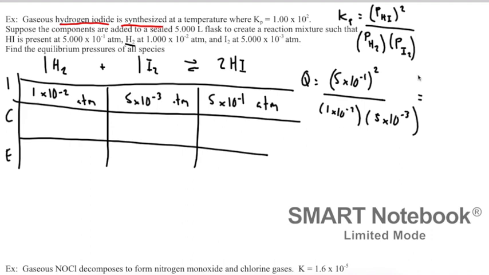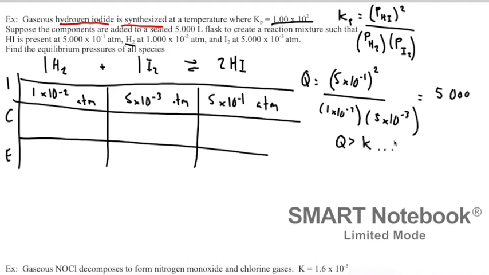And when I do that, I get a really big Q value. I get a Q of 5,000. Let me double check that I've done my math correctly. And I indeed have. So this is interesting. This time, here's my K value. It looks like my Q value is much greater than K.